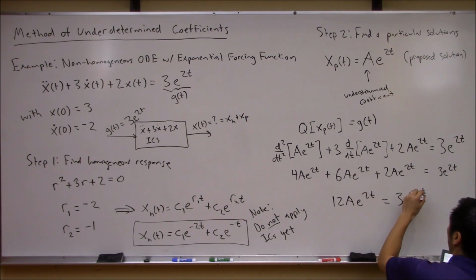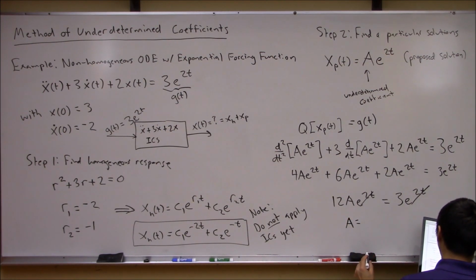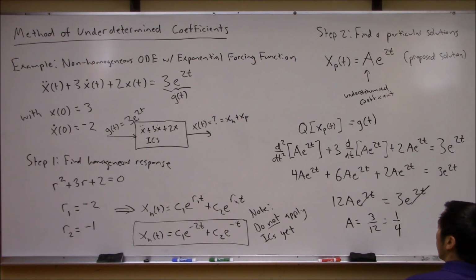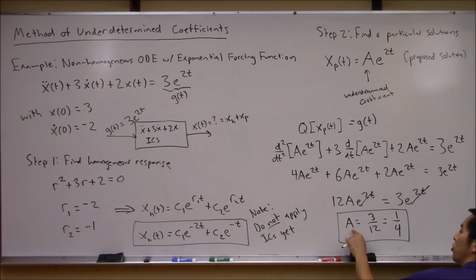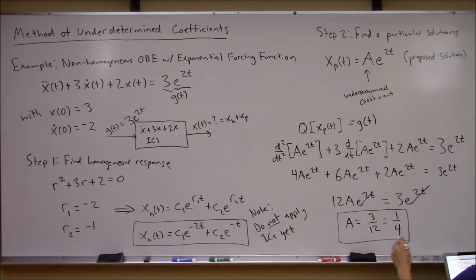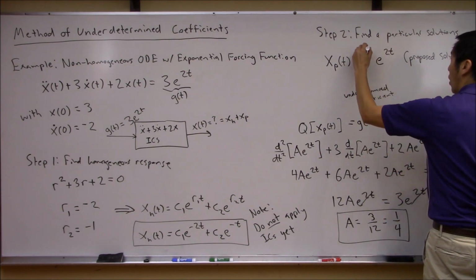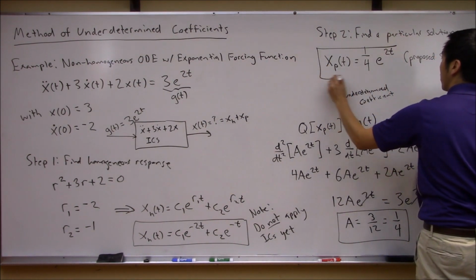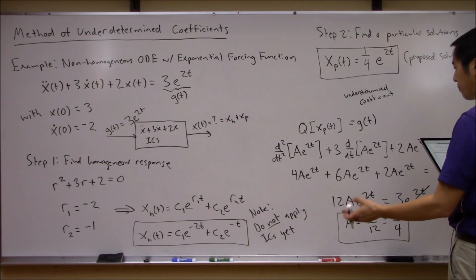You solve this: this cancels with this, move that to the other side. So a had better equal 3 over 12, or 1/4. Great, so we found the coefficient. We determined the undetermined coefficient. This gives us the degree of freedom that's needed to make this function work out. So the particular solution is not a e to the 2t, it is 1/4 e to the 2t. This is a particular solution of the problem.